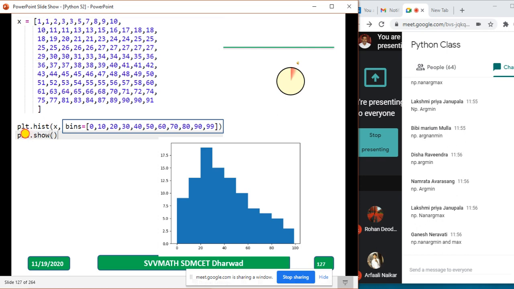I want you people to copy down 3 lines. hist x comma bins equal to 10, bins equal to 20, bins equal to this sequence. Execute, understand.